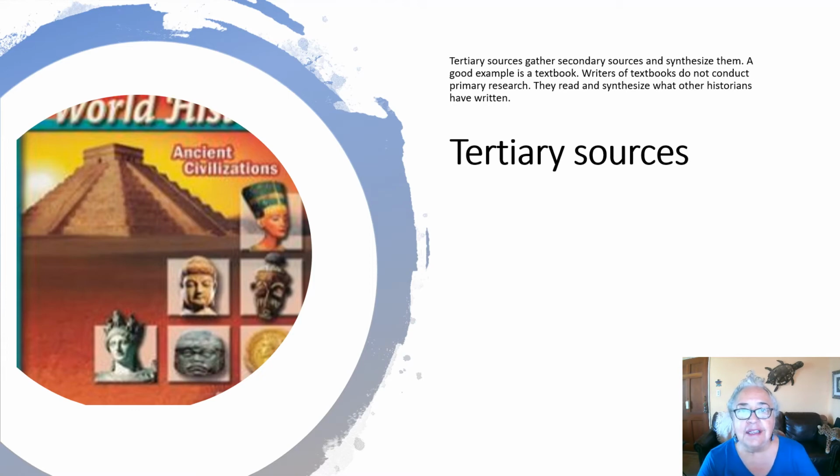When you're writing a textbook, you don't go and start doing primary research on the American Revolution and then all the way to the Civil War. No, you gather what other people have written and you synthesize it. And this is a tertiary source. A tertiary source is taking what other people have already analyzed, interpreted, and written, and you synthesize it into something new.